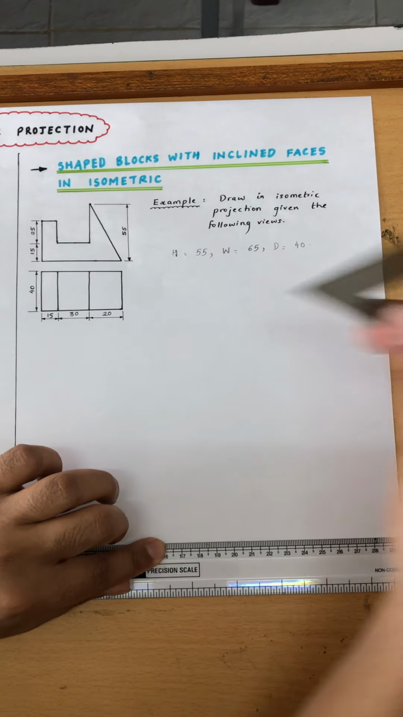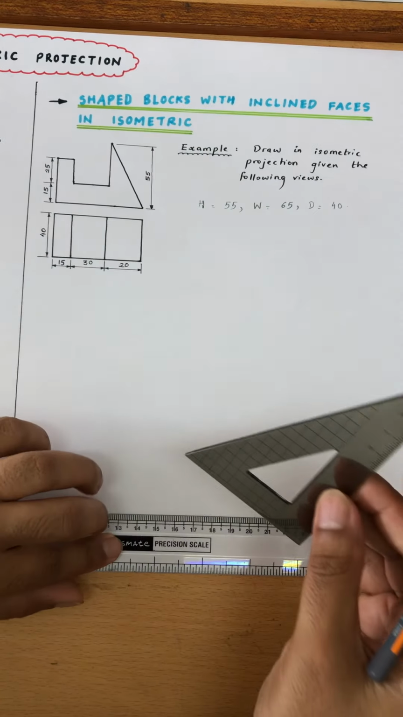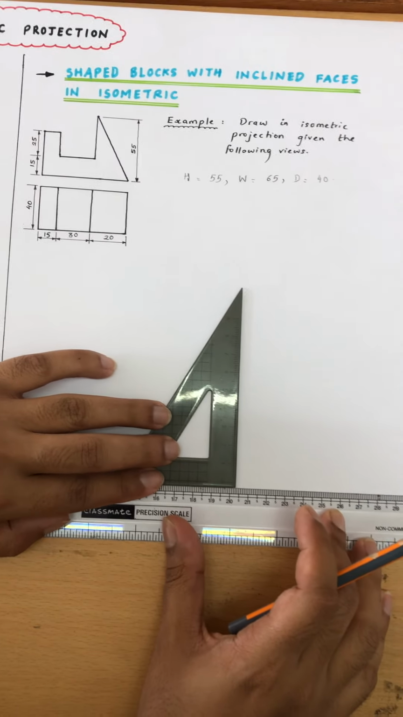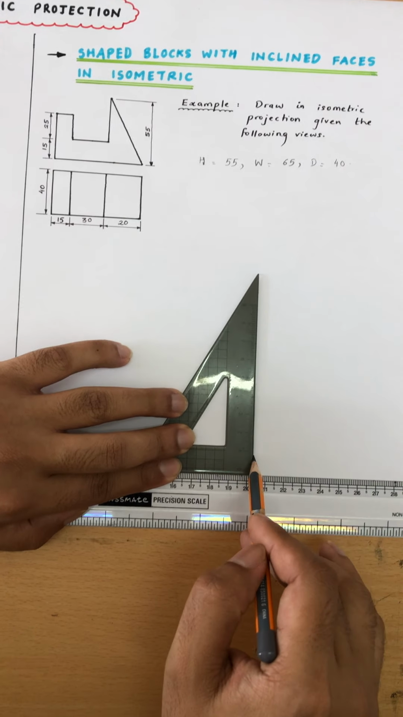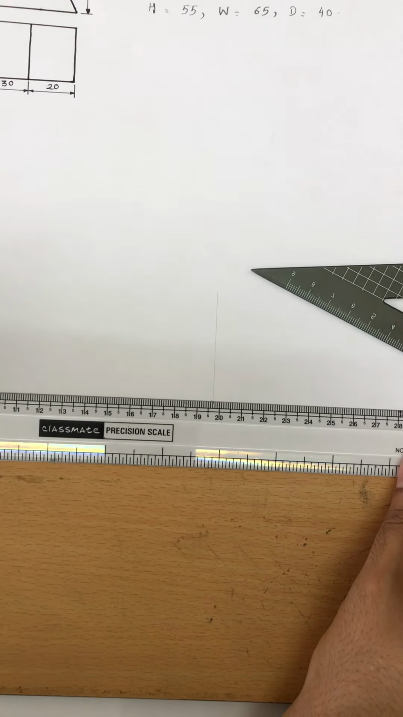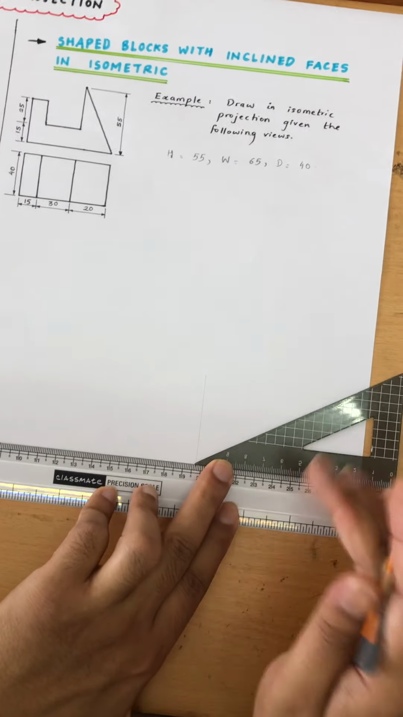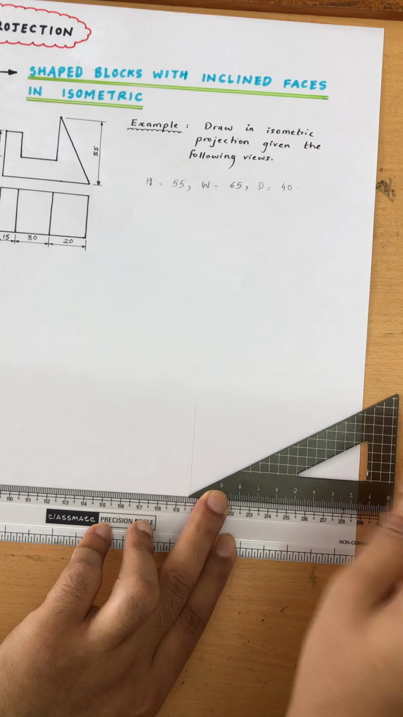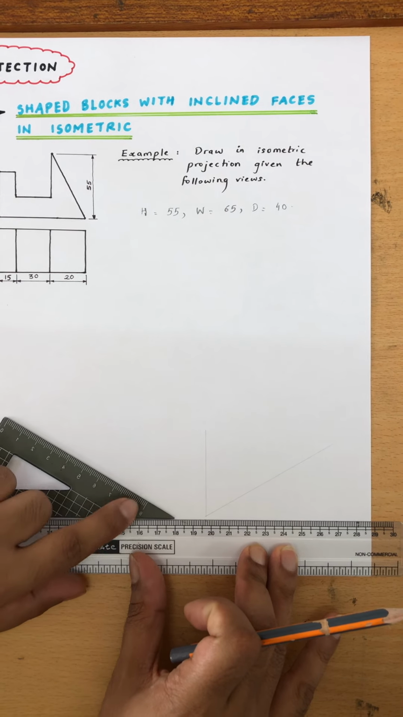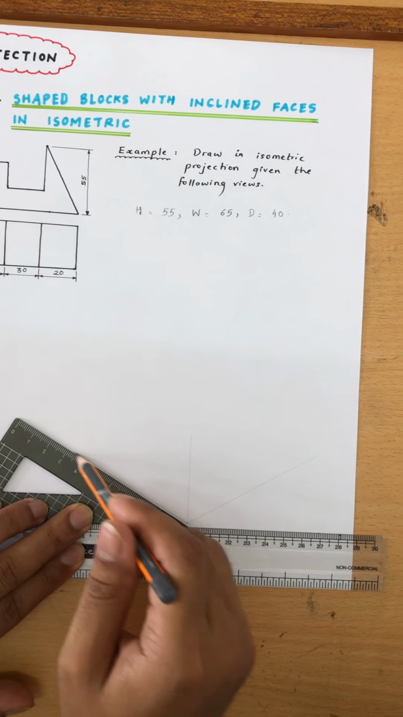So I take my 30 degrees set square. This is 30 degrees, this is 60 degrees. I'm going to draw a small vertical line like this, and then I'm going to draw another line at 30 degrees with the horizontal like this, and then I turn the set square in this position. It is still 30 degrees. I draw another line.